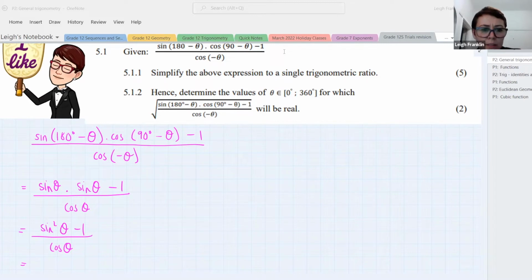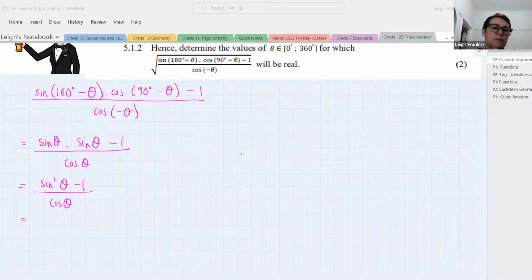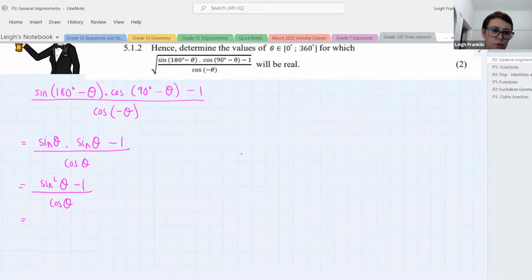Okay, so can you see that you've sent me an answer? Cassandra, you've shared an answer. So some people are saying cos theta, some people are saying negative cos theta. Okay, so this is what I've done so far. Sine 180 minus theta reduces to sine theta. Cos 90 minus theta reduces to sine theta as well, minus 1 over cos minus theta. So cos minus theta is positive cos theta because that's quadrant 4. So in the numerator, we've got sine theta times sine theta minus 1 over cos theta. So that's sine squared theta minus 1 over cos theta.